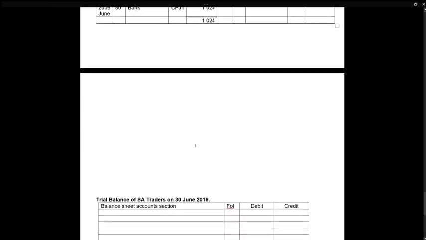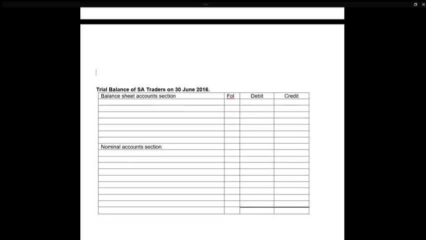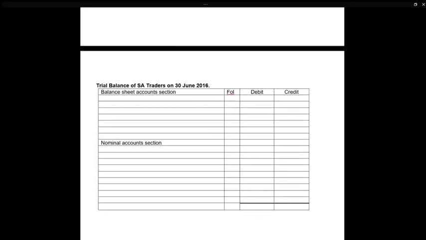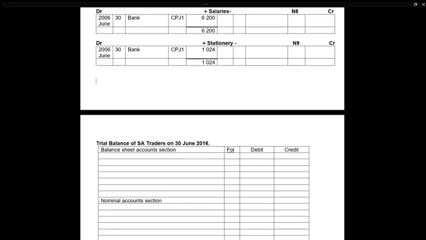Right, all of them are done. Now they did ask us to fill in the trial balance as well. This is just a revision for you from last year, grade 8 work. I'm quickly going to fill it in for you and show you where I got all of the information. First of all, my balance account section consists of my assets, owner's equity and liabilities. So let's start. First of all, capital.